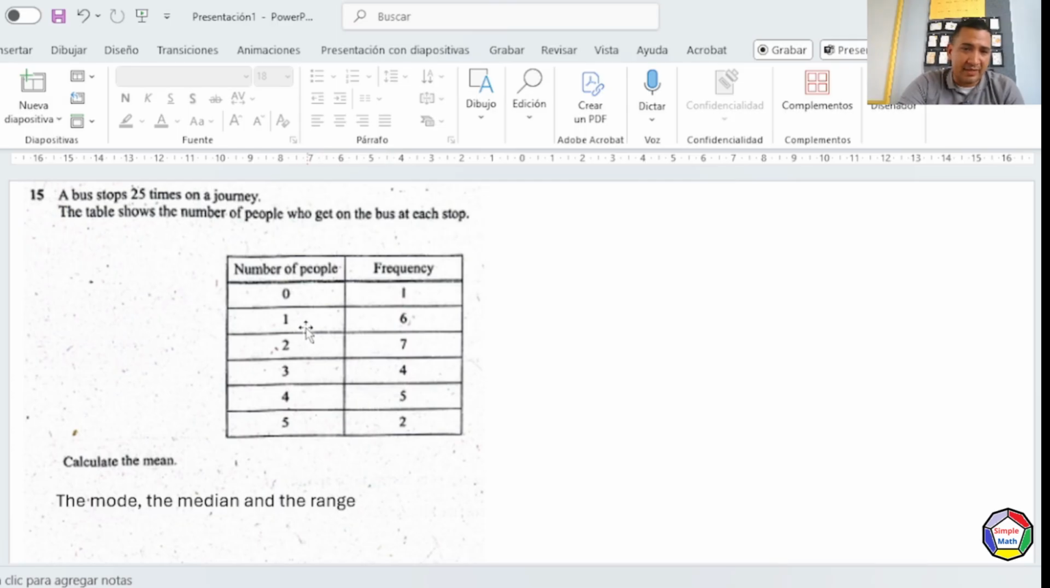So it means, for example, in the first stop, just 6 people, because the table is saying that 6 people, 1, 2, 3, 4, 5, 6, is in the first stop. 2 people is 7 times, so 14 people in the second one, and so on, okay? So let's begin with the explanation because I have to calculate the mean, the mode, the median, and the range.